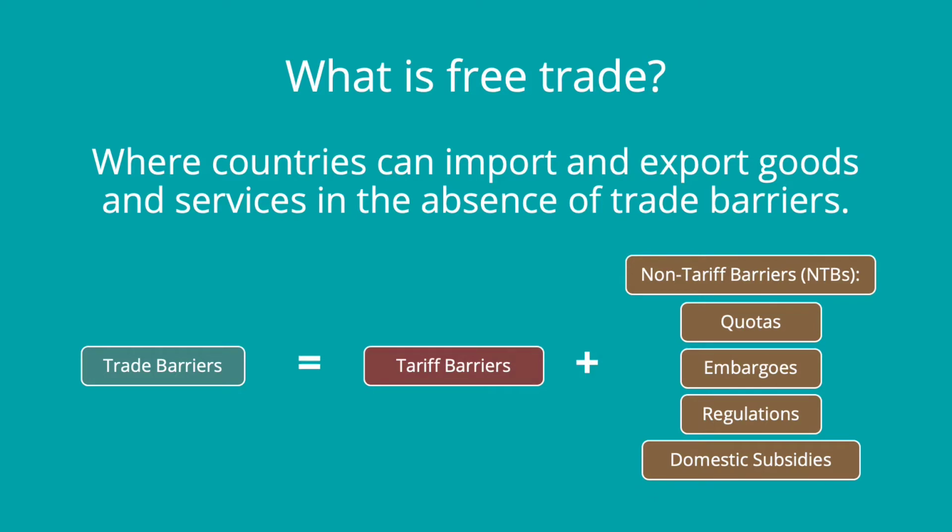Non-tariff barriers, on the other hand, are any trade barriers that don't involve tariffs, such as quotas, which are physical limits on the quantity of a good that can be imported into a country in a given period of time. Embargoes, which are official bans on trade in some goods or on trade entirely with other countries. Regulations such as mandatory product specifications that increase production costs for foreign exporters, and domestic subsidies that make domestically produced goods cheaper compared to imported alternatives.